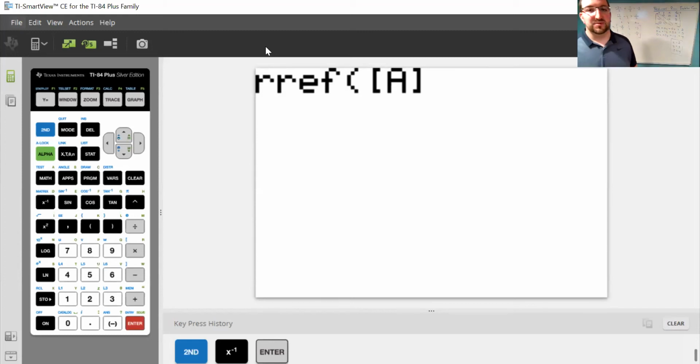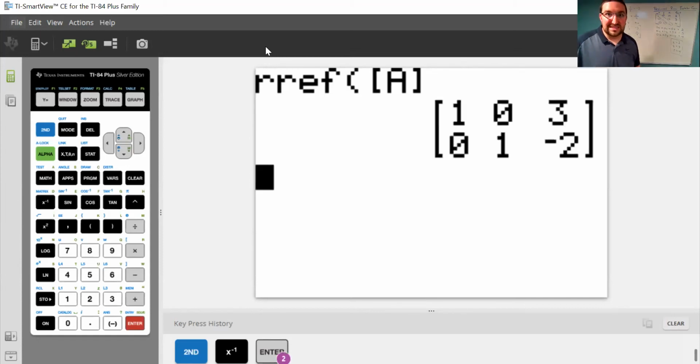There's no need to close your parentheses. We're only using matrix A. We can now hit enter. What you can see here from our matrix A is I now have a reduced row echelon form matrix that is 1, 0, 3, and 0, -1, -2. Okay, let's talk about what that means.